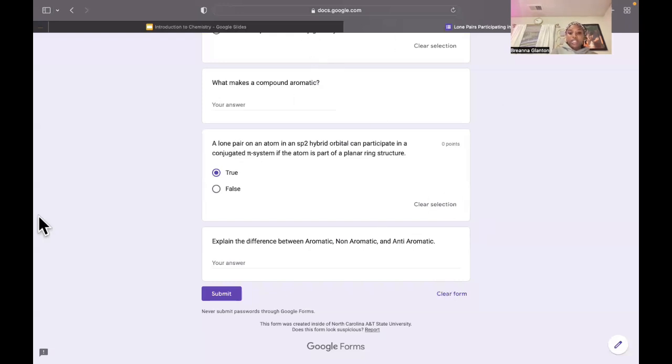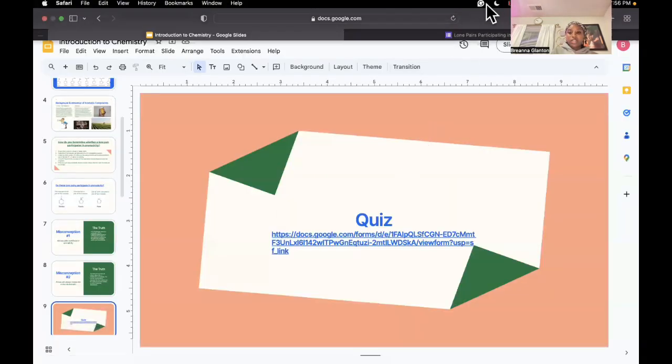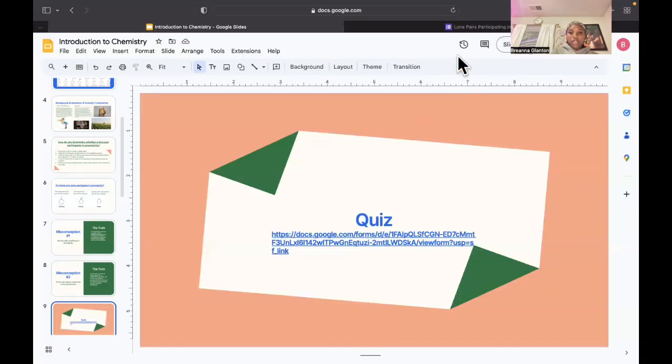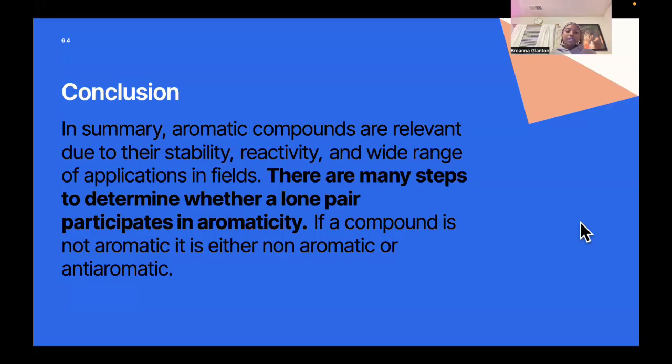All right, so that's it for this. So we can get back to this. And in conclusion, aromatic compounds are relevant due to their stability, reactivity, and wide range of application in fields. There are many steps to determine whether a lone pair participates in aromaticity. If a compound is not aromatic, it is either non-aromatic or anti-aromatic.